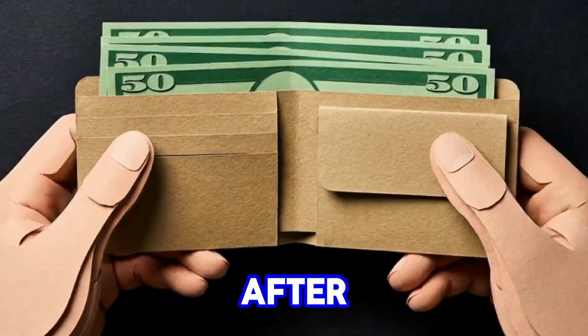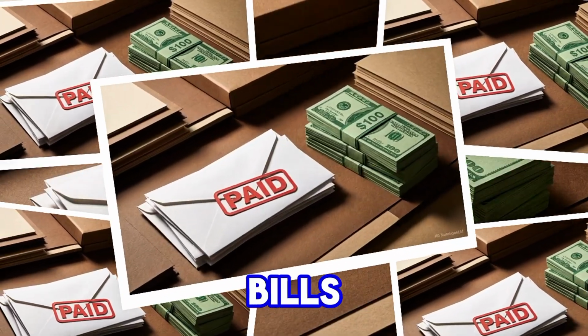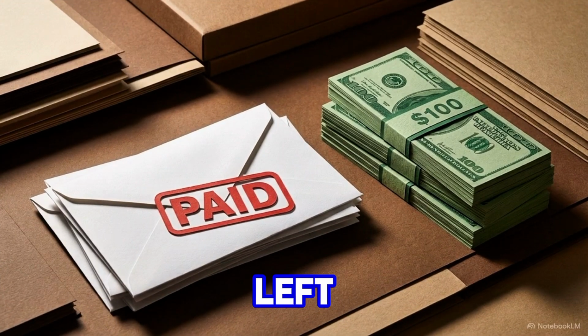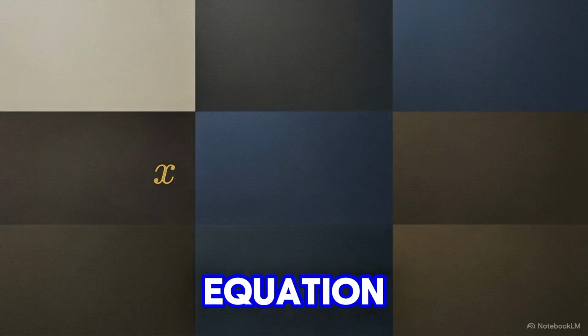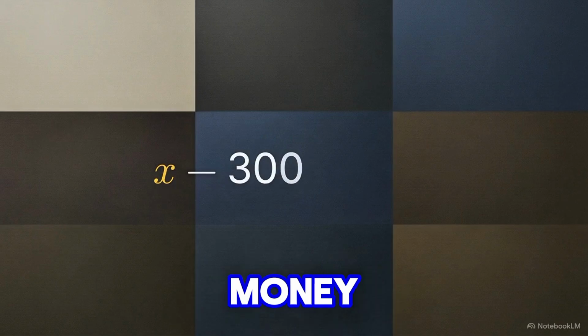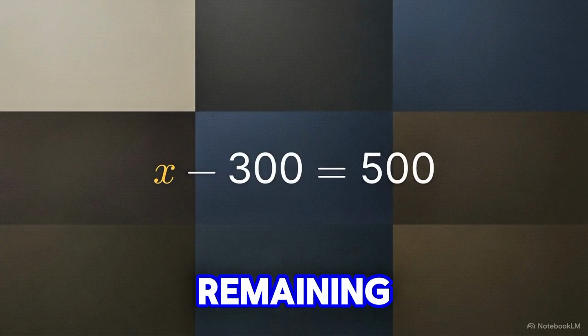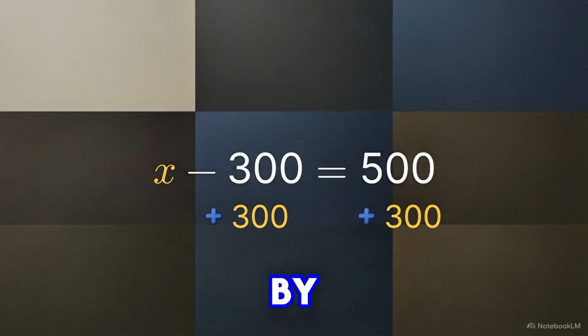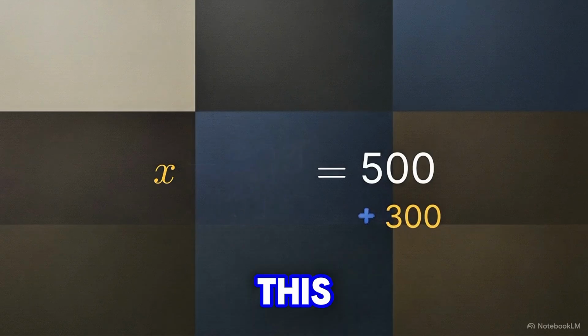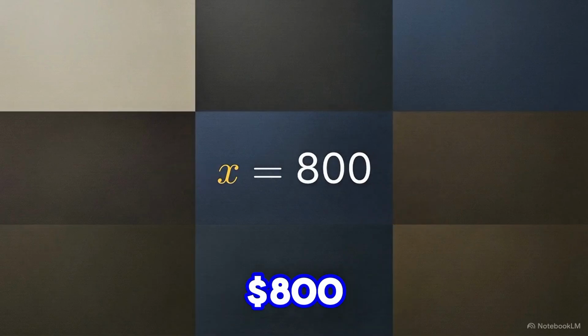Let's apply this balancing act to real life. Imagine you check your wallet after spending $300 on bills and see you have $500 left. Translate that into this algebraic equation. Use x for your starting money, subtract the $300 spent, and set it equal to the $500 remaining. Perform the opposite of subtraction by adding $300 to both sides. This isolates x, revealing $800.